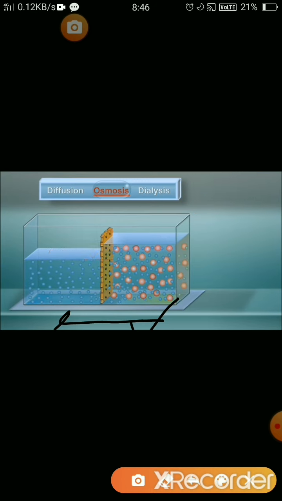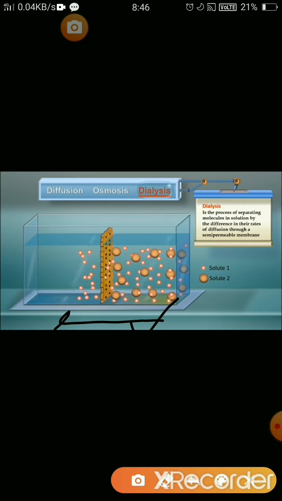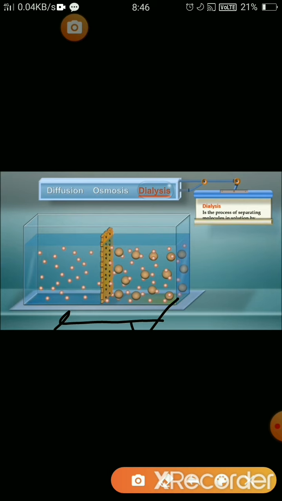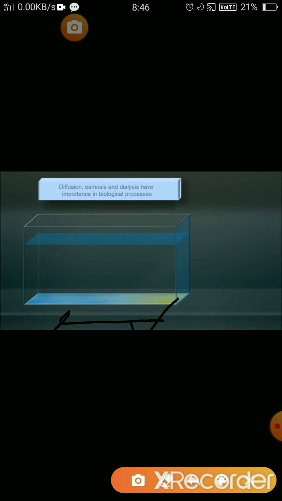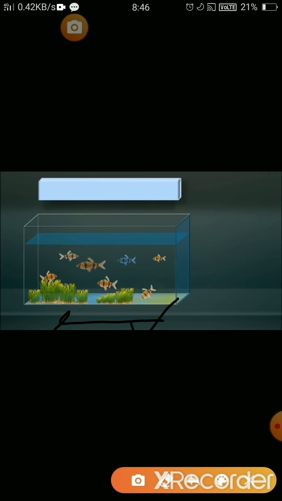Next is dialysis. Dialysis is the separation of small molecules from large molecules. So here you can see that solute molecules which are smaller in size can easily pass through the semi-permeable membrane, and the large molecules remain there. So these are the three processes which are very important in biological processes.